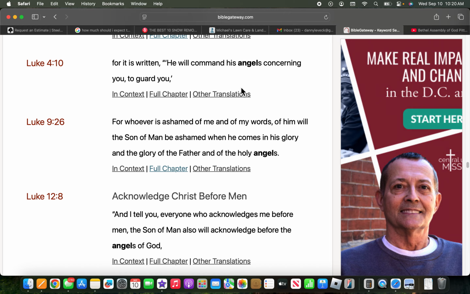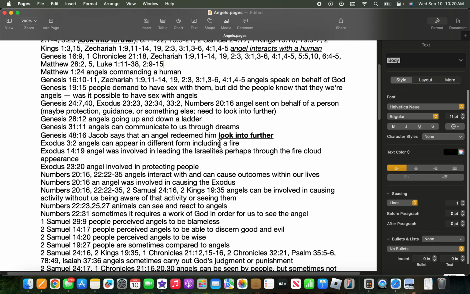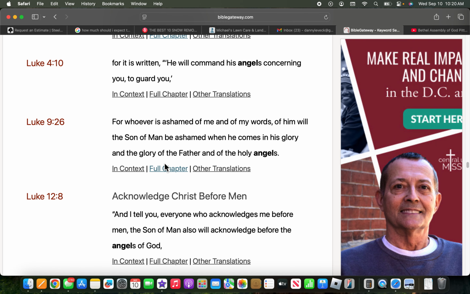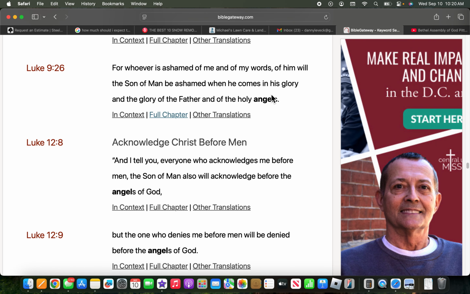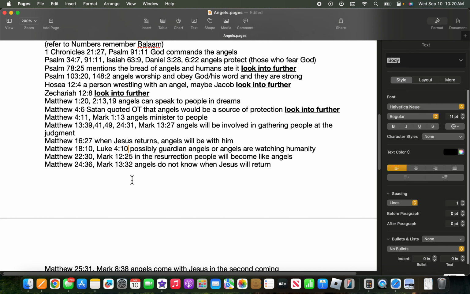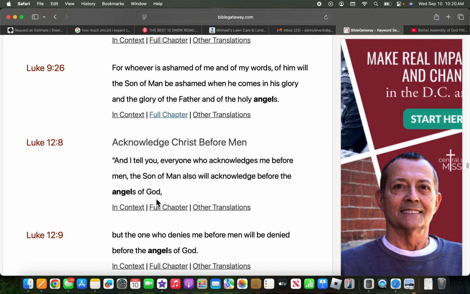He will command his angels concerning you to guard you. I'm pretty sure I saw that in Matthew. Let's see. So we're only a little over a page of notes so far. Angels be involved. Angels, possibly guardian angels. There we go. Yep. So this is the Luke equivalent of that. Luke 4:10. Okay. And then comes in glory with his angels. This is the Luke equivalent of angels being with him when he returns. So I got it there and down here, right here. So again, I'll have to combine those down the road. That's Luke 9:26.